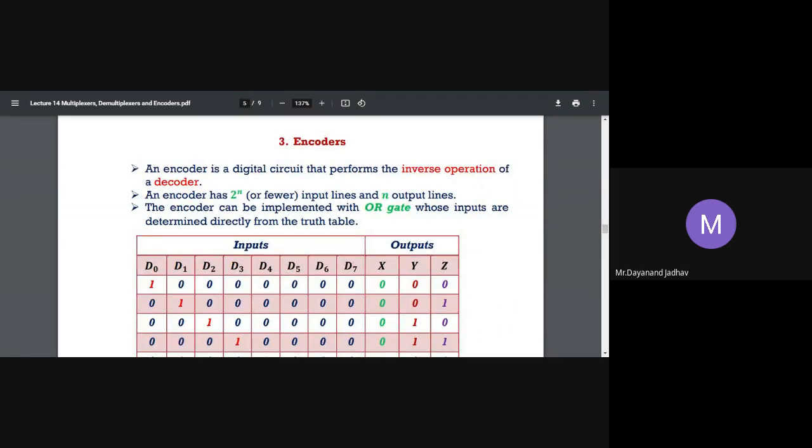Then third is the encoder. An encoder is a digital circuit. It is also one of the combinational circuits. It performs the inverse operation of the decoder.